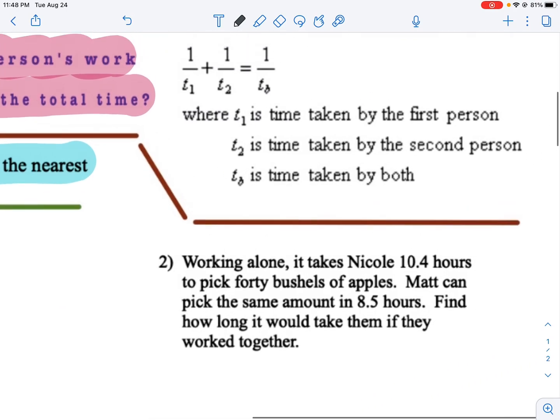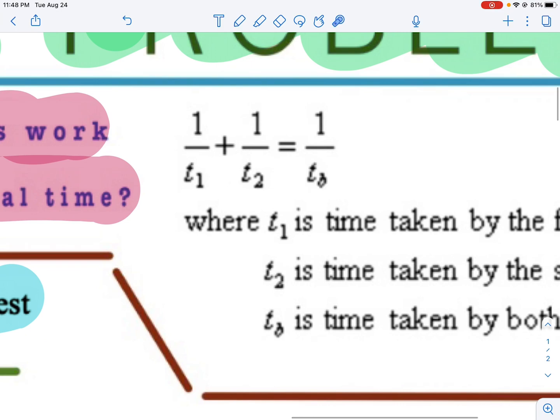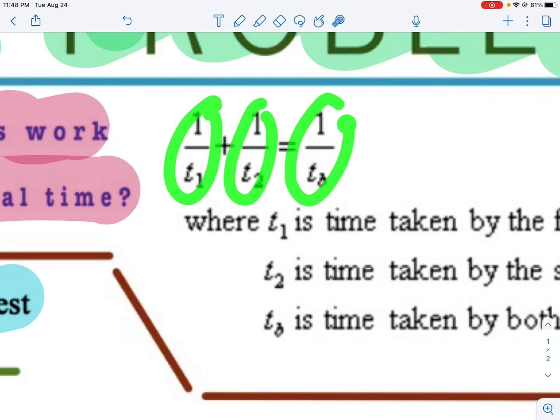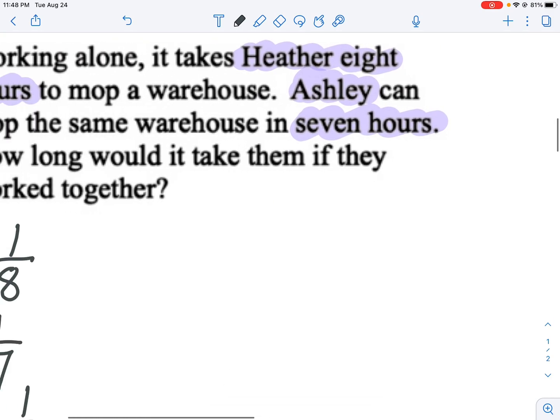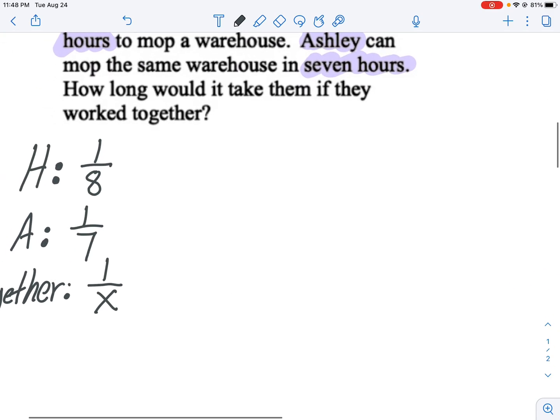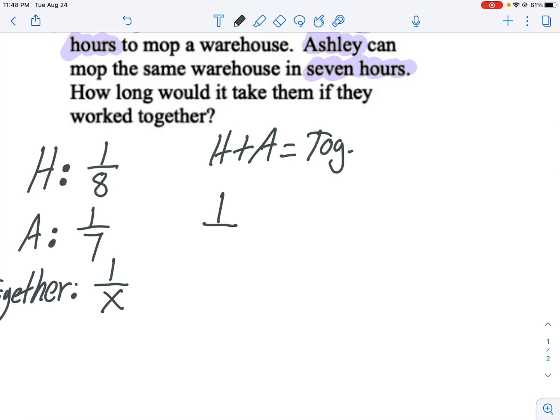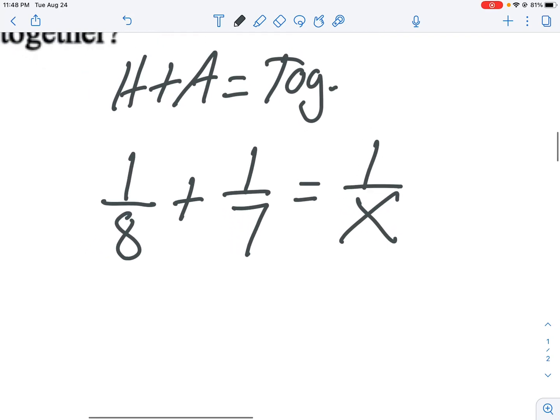So, as we remember, the formula says first person plus second person equals total together. So let's set this up. Heather plus Ashley equals together. So Heather is 1/8 plus Ashley is 1/7. And together it takes them, we don't know how long it takes them. So this is what we need to figure out. These are the steps here.